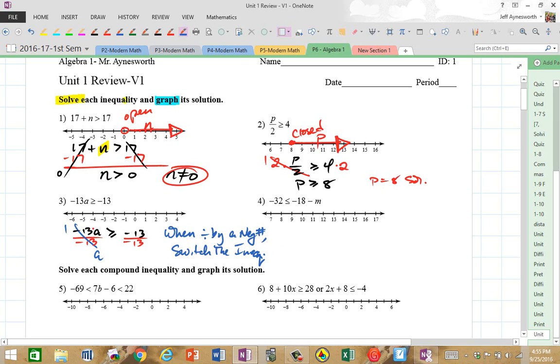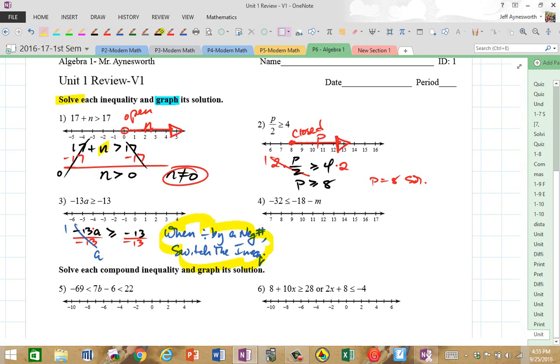And you should definitely write this down. In fact, you should highlight it because this is the most common mistake people make. All right, the solution is not a is greater than positive 1. Negative 13 divided by negative 13 is 1. No, it's less than or equal to 1. You got to switch the inequality from greater than or equal to, to less than or equal to.